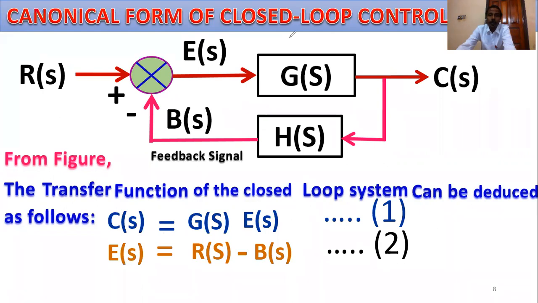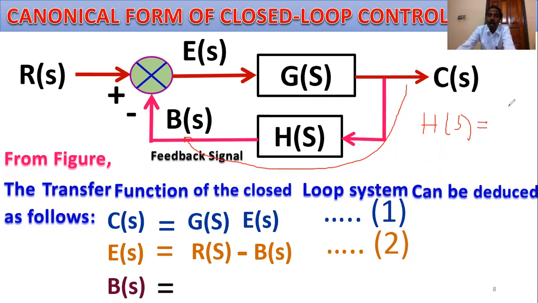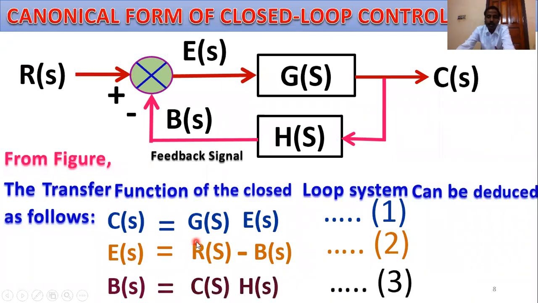Then what is B(s)? This is the primary feedback signal gain. B(s) equals C(s) into H(s), because this is the feedback path, where H(s) is the feedback element, B(s) is the output, and C(s) is the controlled output. The feedback element H(s) is a transfer function equal to output B(s) divided by C(s). So B(s) equals C(s) into H(s). This is equation number 3.